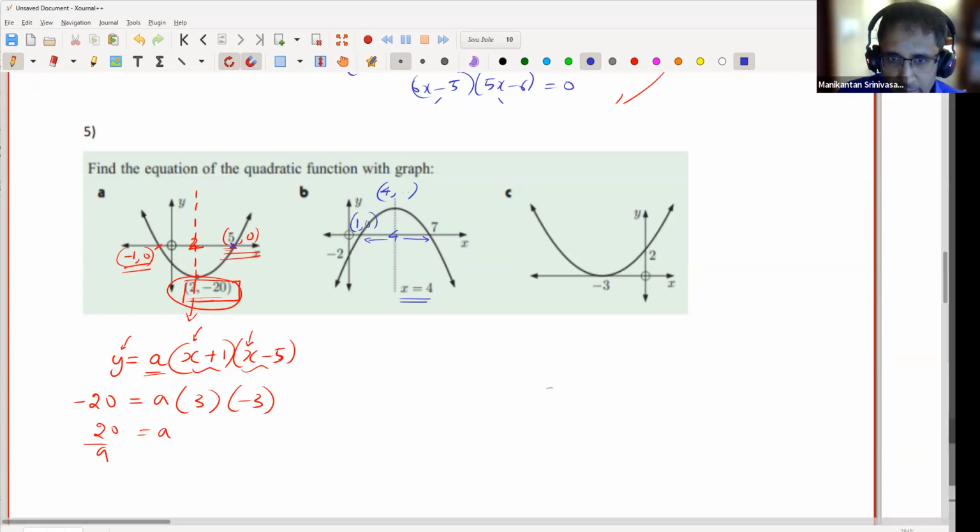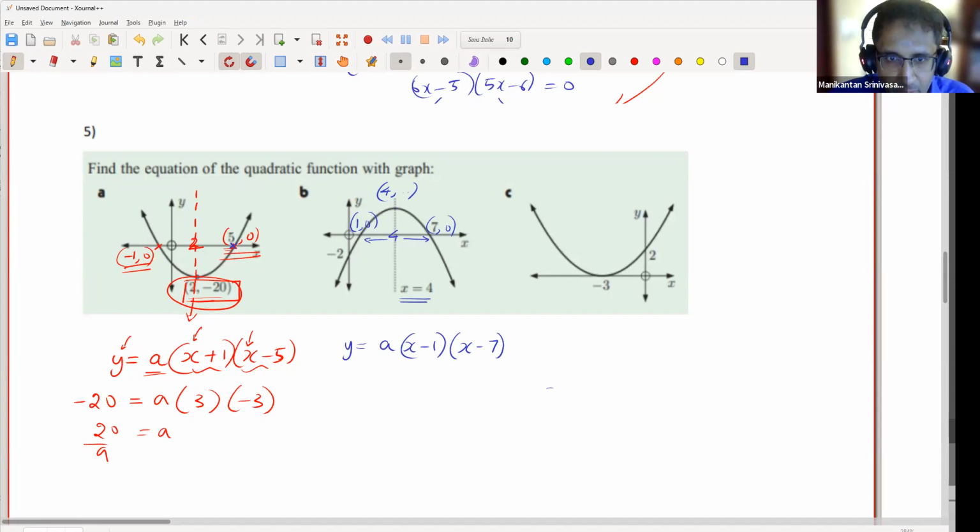So it has to pass through 1 comma 0, just like this is passing through 7 comma 0. Using the same principle, it must be of the form x minus 1 times x minus 7 times some a that multiplies. And in this case, I know a is negative, because it's downward going. So I can do a quick check. Suppose I did a silly mistake and found a as a positive answer, then I know something is wrong. It's downward going, so I already know upfront that a has to be negative.